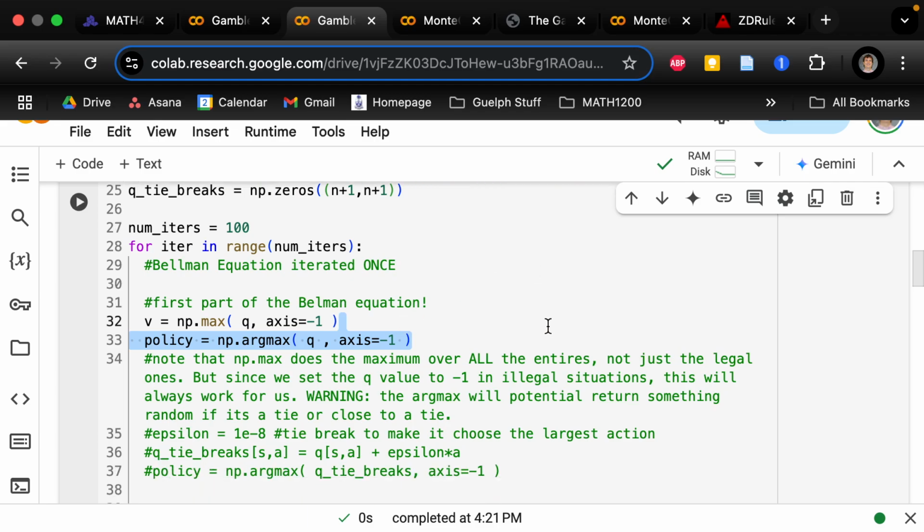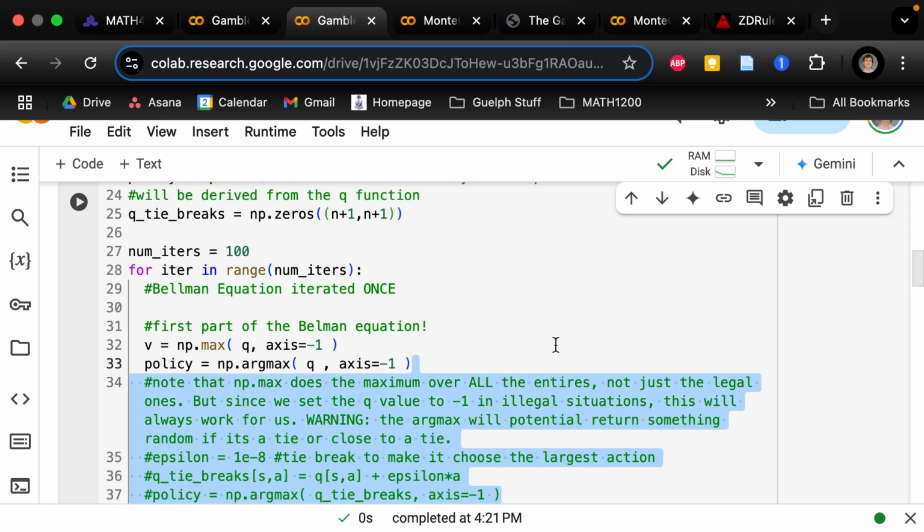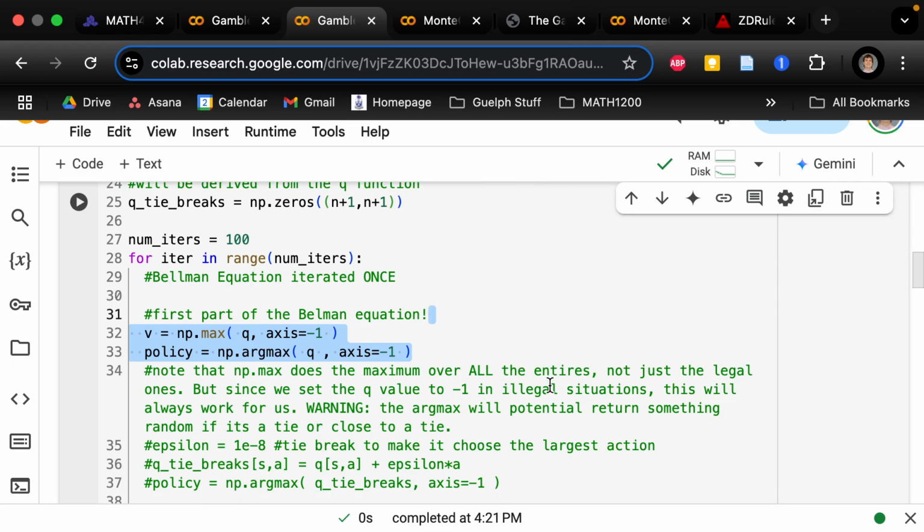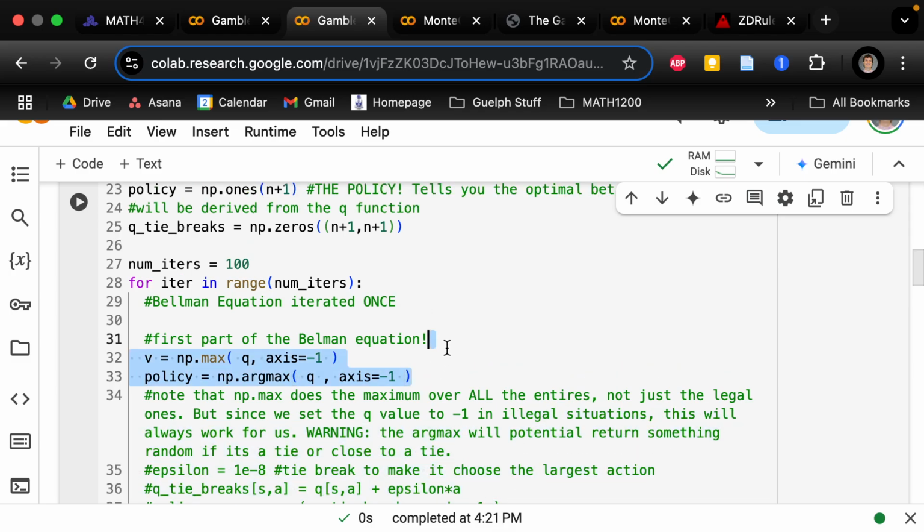You can also, if you're worried about tie breaks, there's some nice method to add some tie breaks, but let's not worry about that for now. Those are situations where there's more than one action that would lead to the same value, and then you can say, I want to pick the largest action or the smallest action or something. So I'll just leave this commented out for now. But there you go. There's the argmax and the maximum.